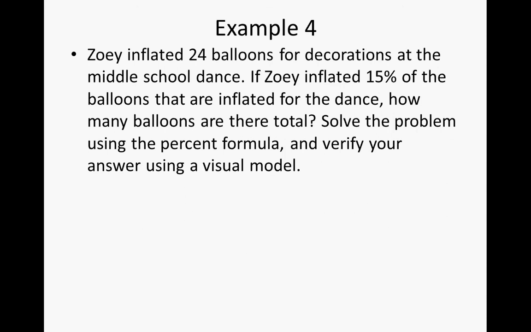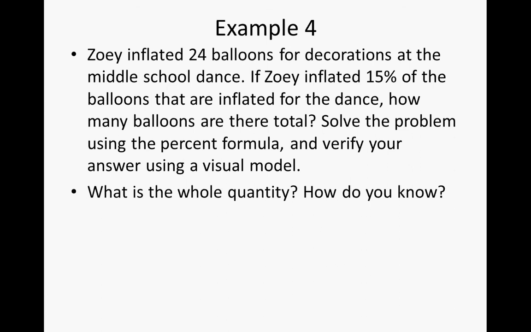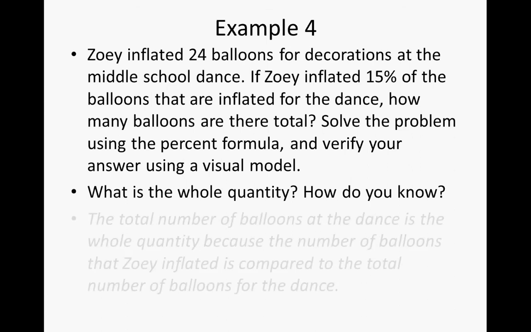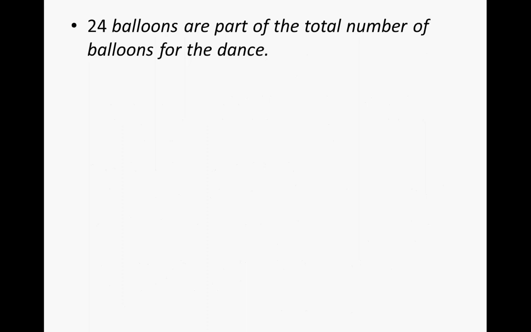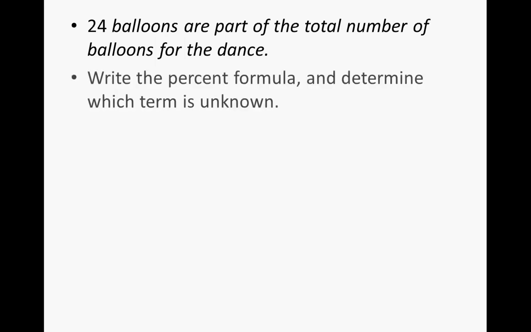All right, so again, what is the whole quantity? You have to identify that whole, and how do you know? Well, the total number of balloons at the dance is the whole quantity because the number of balloons that Zoe inflated is compared to the total number of balloons for the dance. So what does the 24 balloons represent? Well, the 24 balloons are part of the total number of balloons for the dance. Write the percent formula and determine which term is unknown.